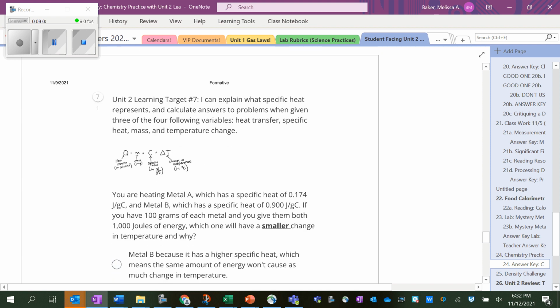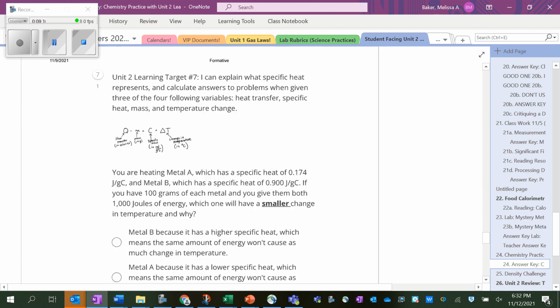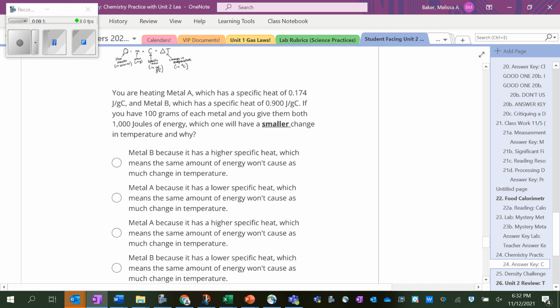Number 7, specific heat. Let's check this out. You're heating metal A, which has a really low specific heat, and you're heating metal B, which has a higher specific heat. If you have the same amount of mass of each, and you give them both 1,000 joules, which one will have a smaller change in temperature?